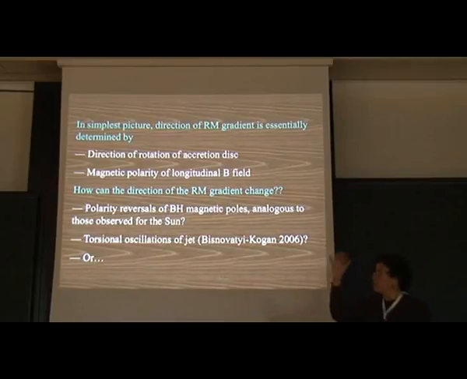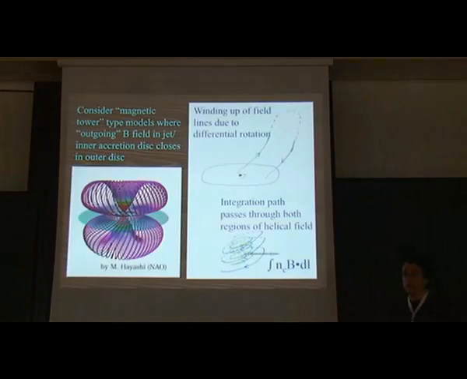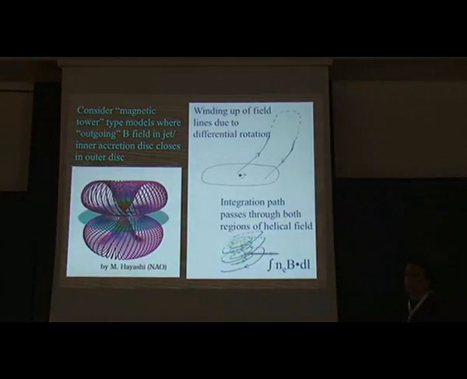Maybe toroidal oscillations of the jet that have been suggested by Mr. Kogan. That seems a bit far-fetched as well. Or another possibility is that we might be dealing with the question of where the magnetic field closes. Now, I don't want to get hung up on exactly what's meant by magnetic towers, but all I'm trying to suggest is that the magnetic field has to close someplace.